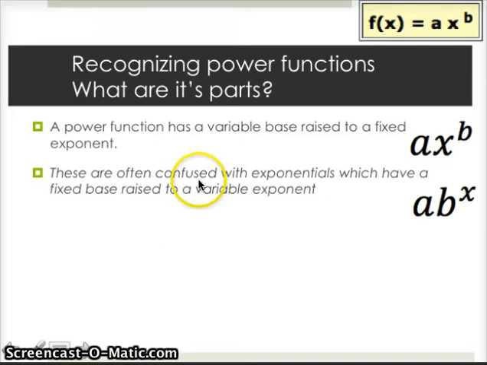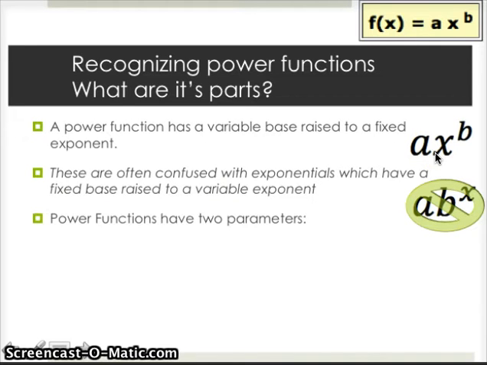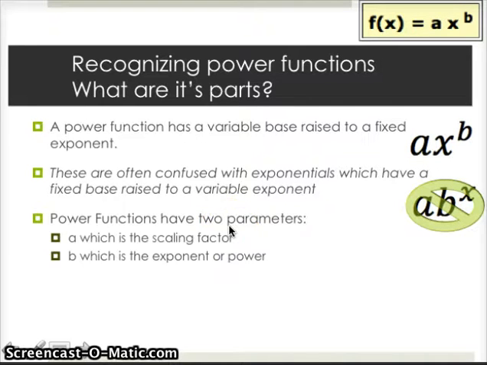Now these are often confused with exponentials. Exponentials have a fixed base, and the variable is in the exponent. That's why they're called exponentials. However, that's not the kind we're talking about right now. We're talking about power functions where the variable is the base. Power functions have two parameters: the value of a, which is the scaling factor, and b, which is the exponent or the power. So let's talk about how each of those affects the function.